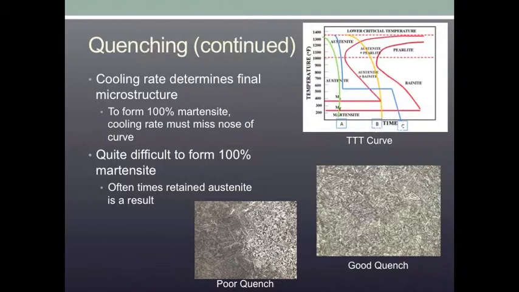From the curve you can see that the green line passes through the martensite region only. This forms a structure that is completely martensitic. To achieve this, the cooling rate cannot pass through any other sections of that curve.